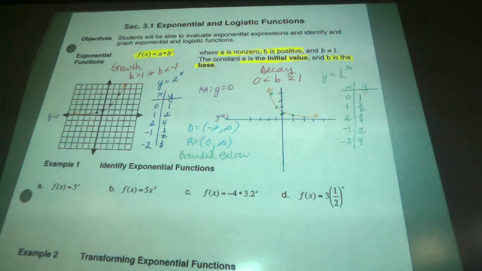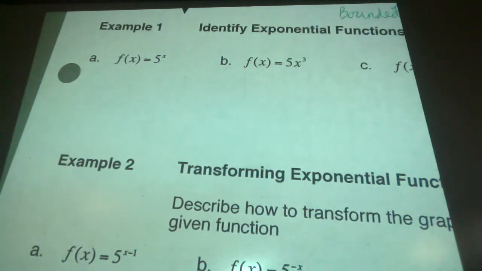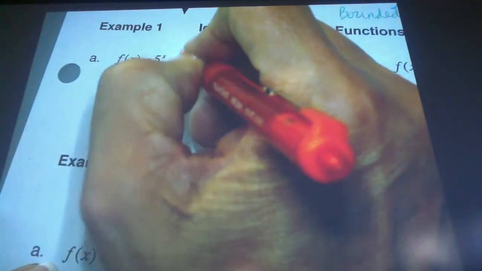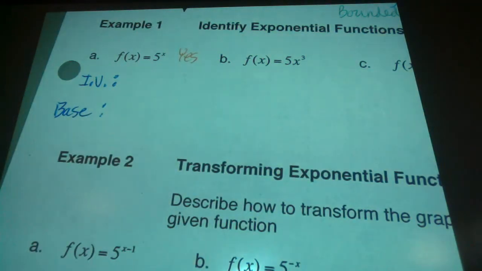All right, so let's look at some examples of what are exponential functions and what do they look like. We're going to start with this one, a. f of x is equal to 5 raised to the x power. You have a numbered base raised to a variable exponent. True or false? True. So this is yes. If it's yes, you're going to be asked to identify the initial value and the base. I like to identify the base first. You can identify what's being raised to the x exponent, then what's not being raised to it will be your initial value.